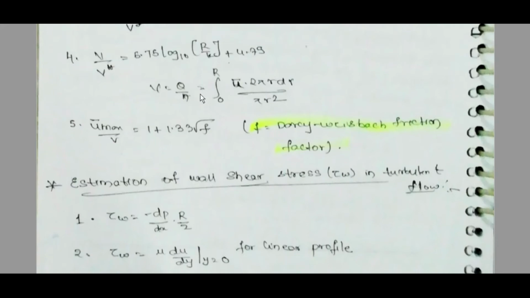V is equal to Q by A, which is the integral from 0 to capital R of u bar 2 pi r dr, divided by pi R square. U max by V is equal to 1 plus 1.33 root F, where F is the Darcy Weisbach friction factor.